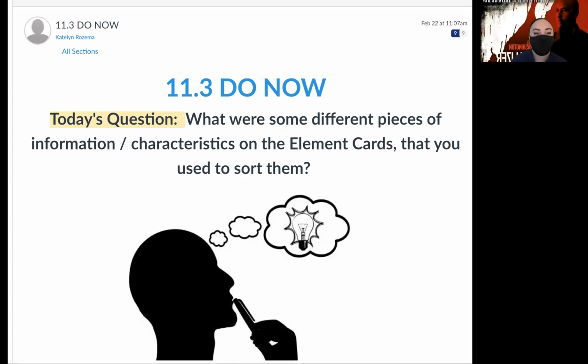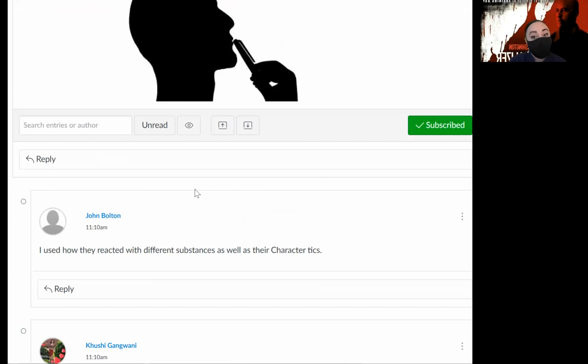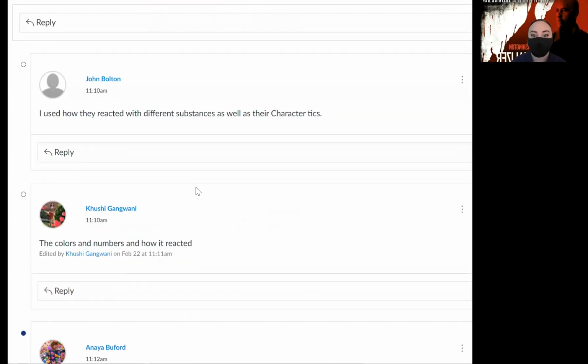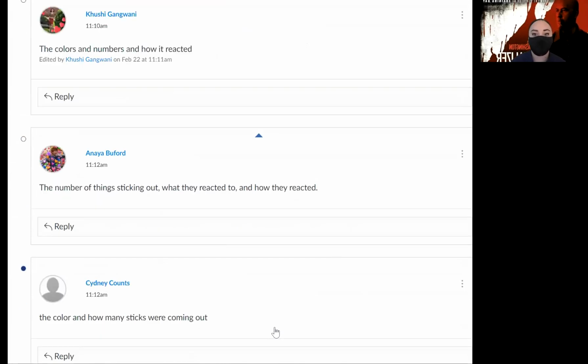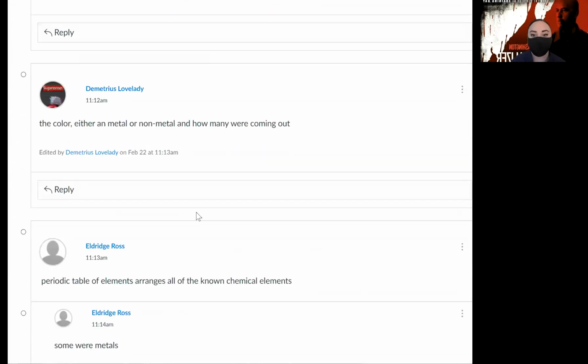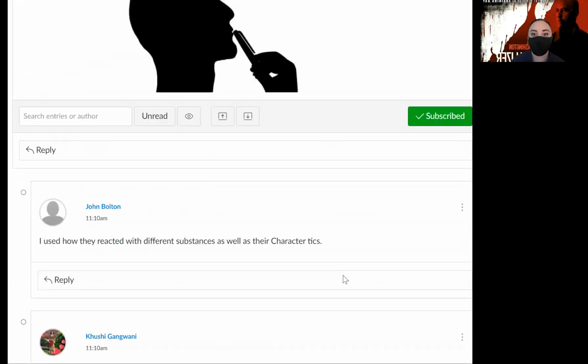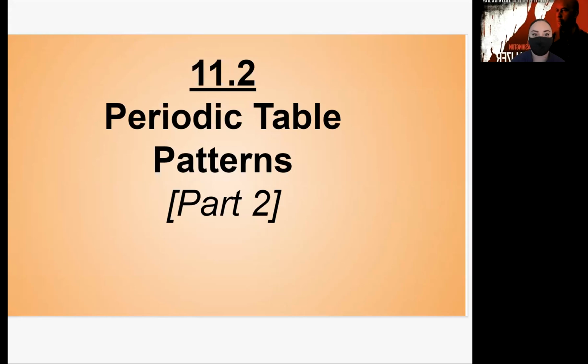Right, so our do now again says, what were some different pieces of information or characteristics on the element cards that we used to sort them in our homework last week? So how they reacted with different substances, colors and numbers, the number of sticks coming out of the circle in the center, if they were metal or non-metal, what it reacted with, so if it reacted with water or oxygen. Okay. So good thoughts and ideas here.